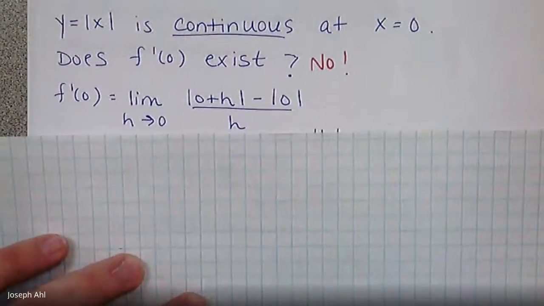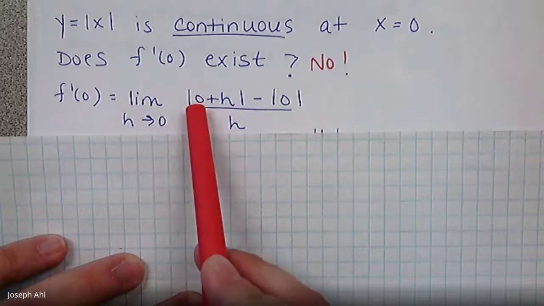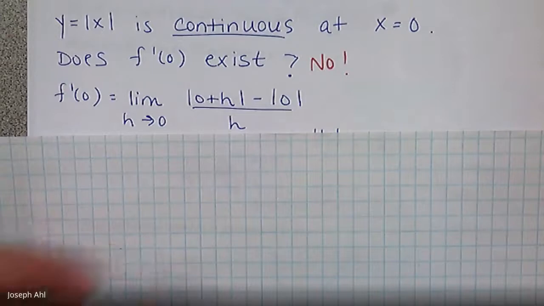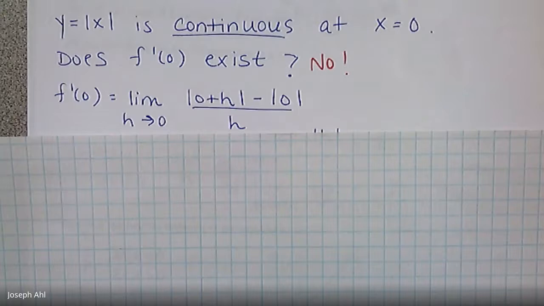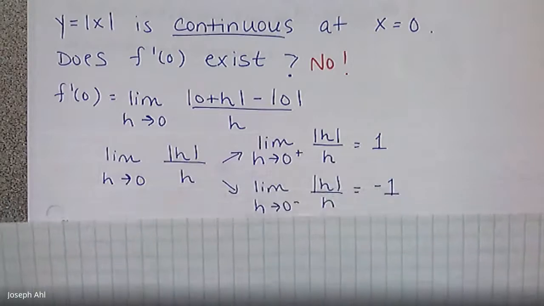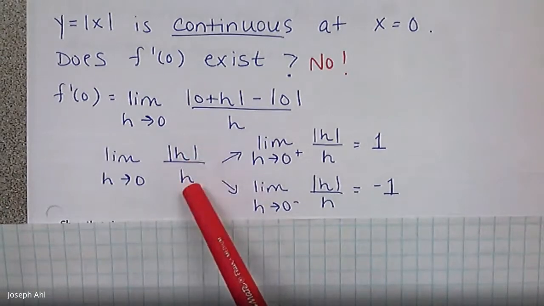If I were to find f prime of 0, it would be the limit as h approaches 0 of the absolute value of 0 plus h minus the absolute value of 0, all over h. So we're subbing in that value for x already. And we get a split case here, don't we? It's going to turn into the absolute value of h over h.